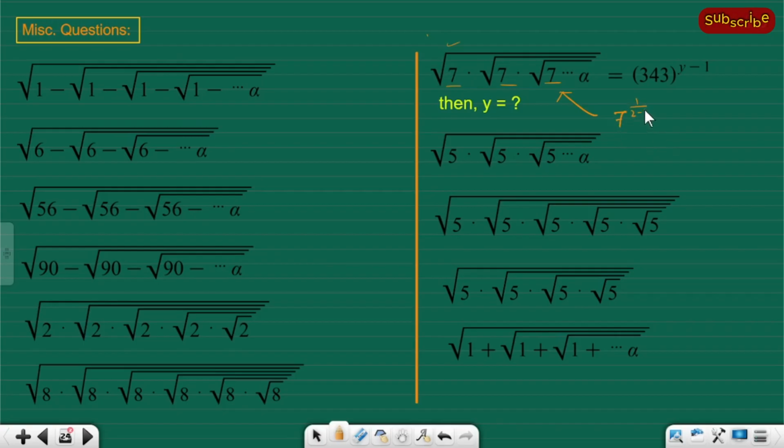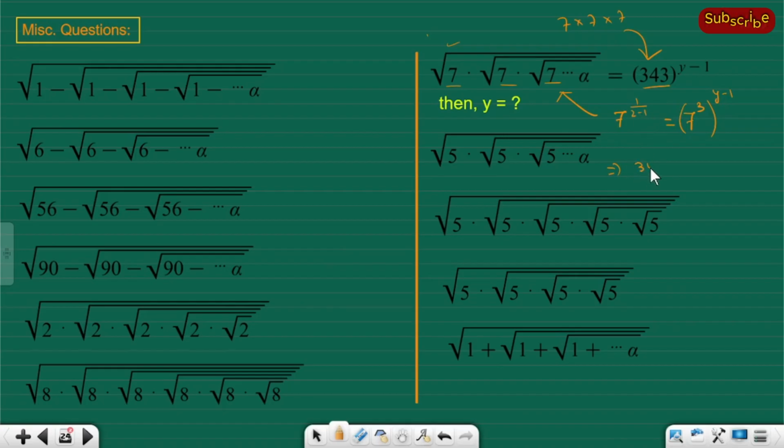1 by 2 minus 1 equal to, this is nothing but 7 cube. 7 into 7, 49 into 7 is 343. And here y minus 1. We have to find y. If the base is the same, the power would be the same, right? 2 minus 1 is 1.